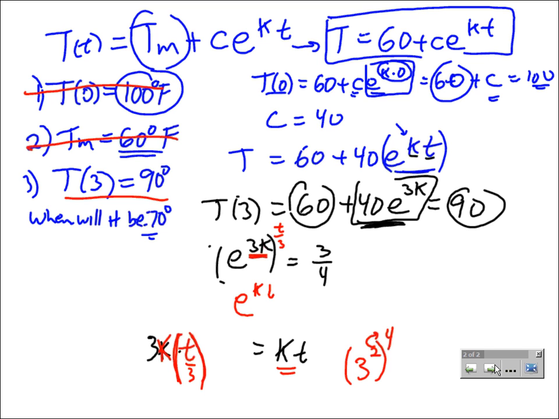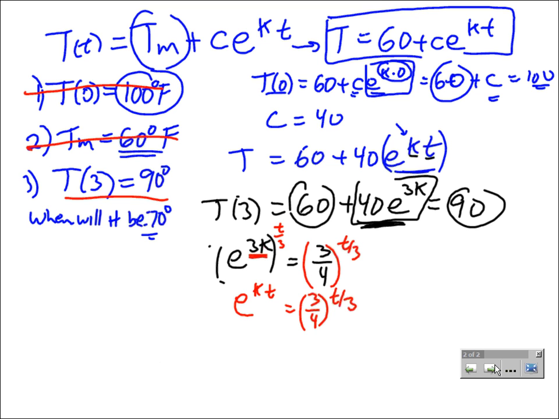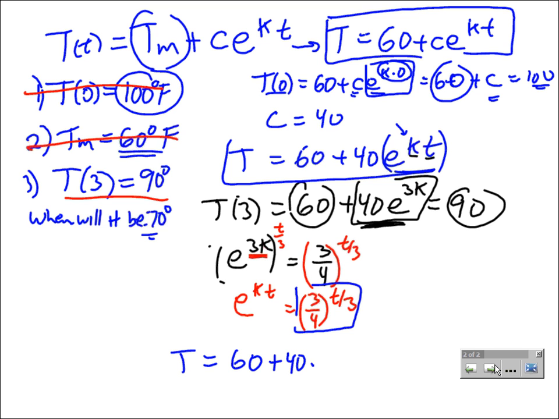It's kt. And I do the same to the right side. So now I know what e to the kt is, and what it is, something that doesn't have k's in it. For the record, it's this. Okay, so now I update this formula. T is 60 plus 40 times e to the kt, which is 3/4 to the t over 3.